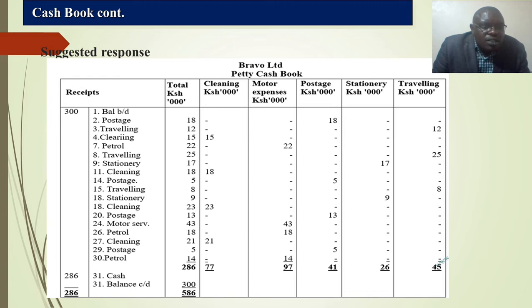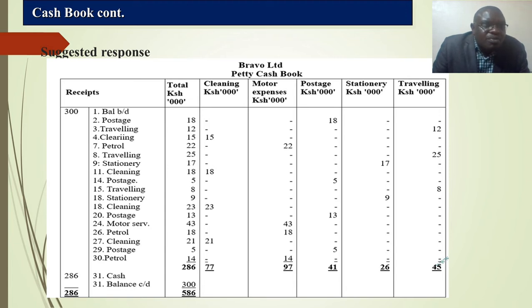On date 3, there is money used for traveling. How much is that? 12,000 shillings. So it is recorded in the column headed by traveling, and the total is brought to the total column. On date 4, there is cleaning. The amount is 15,000. So we go to the column headed by cleaning, we record 15,000, and that total is brought to the total column.